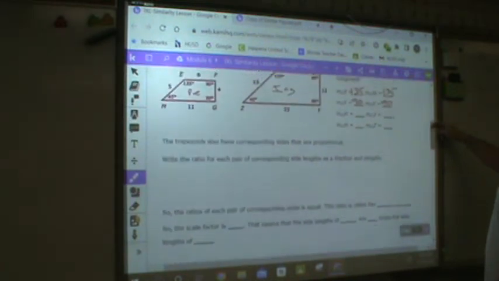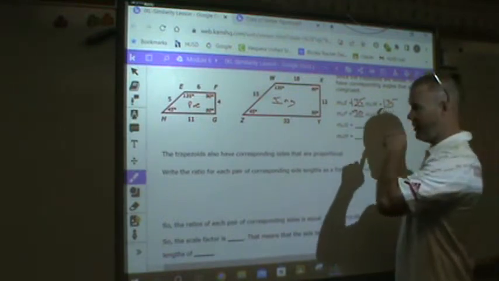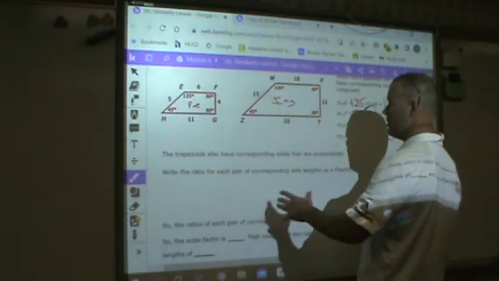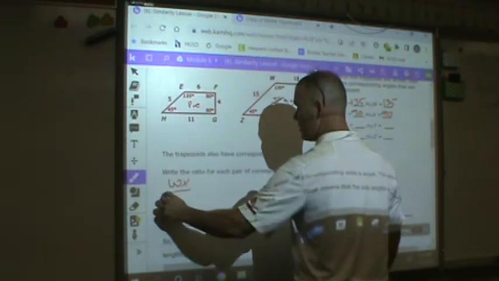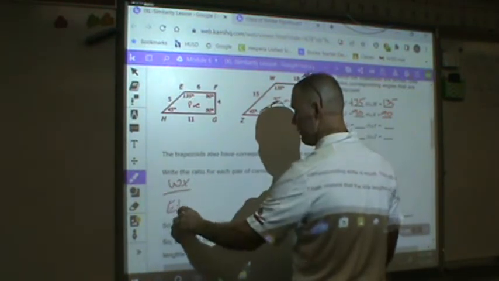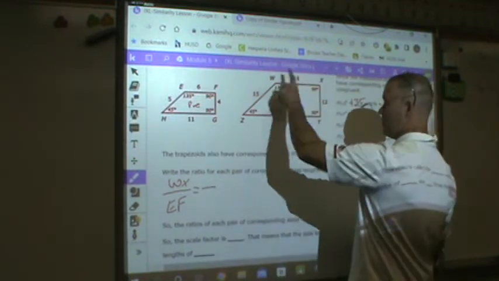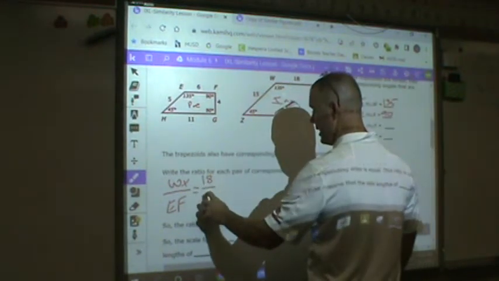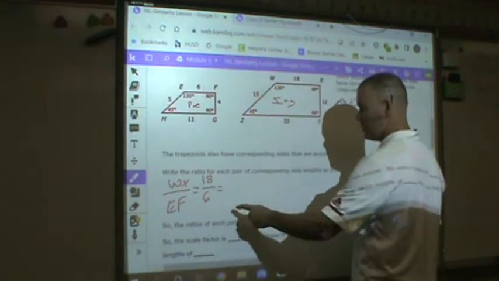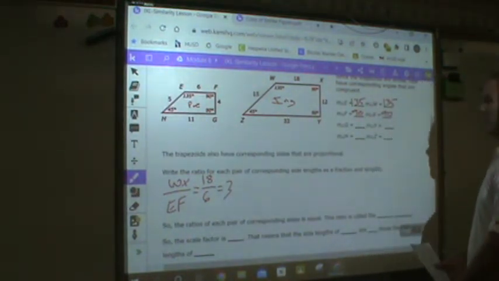Write a ratio for each pair of corresponding side lengths as a fraction, and then simplify. Here's what they want for this. So they want us to write a ratio comparing corresponding sides. So I'm going to compare the top to the top. So WX over EF. That is what they want. Now we can do it numerically. So we compared it using our letters. Now we're going to compare it numerically. 18 over 6. What is 18 over 6 reduced to? That reduces to 3. Guess what my scale factor is? My scale factor is 3.